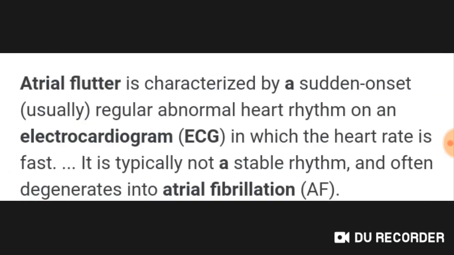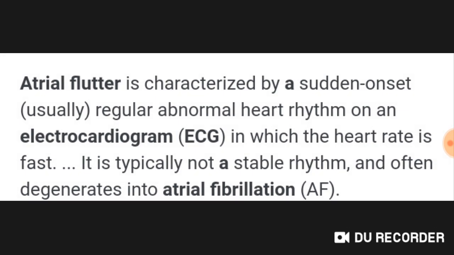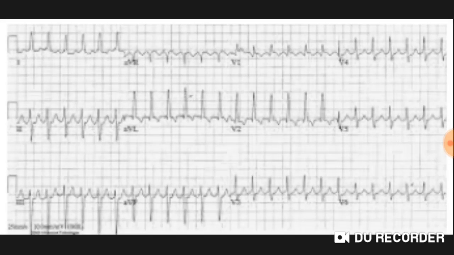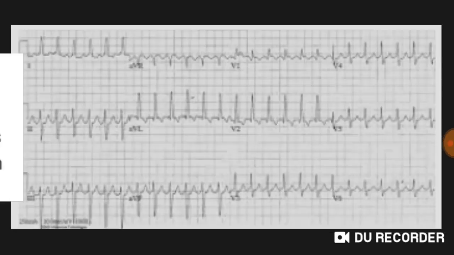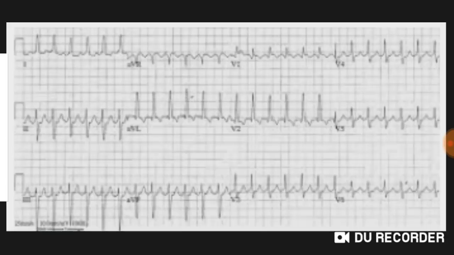Okay. Atrial flutter is characterized by sudden onset of usually regular abnormal heart rhythm on electrocardiogram in which the heart rate is fast. It is typically not a stable rhythm and often degenerates into atrial fibrillation. See guys, this is atrial flutter.